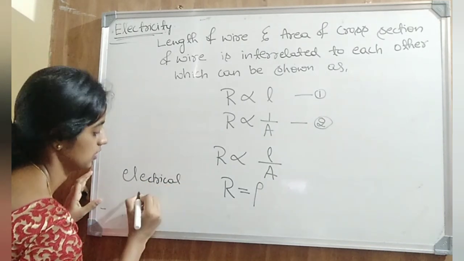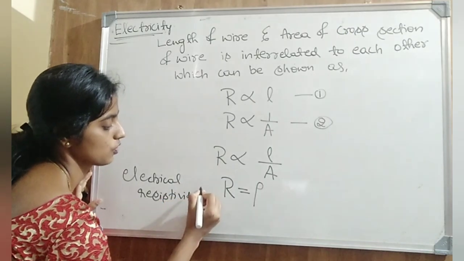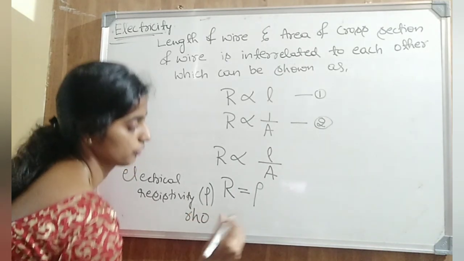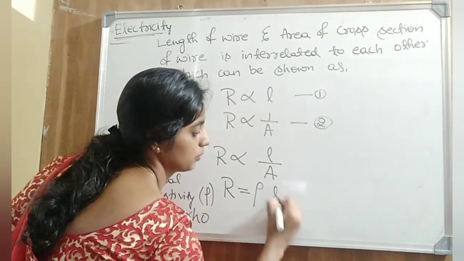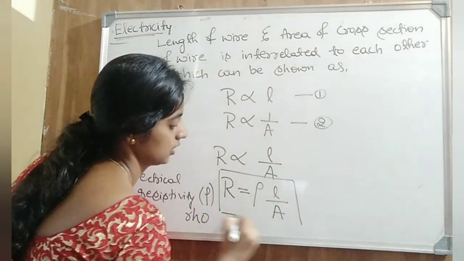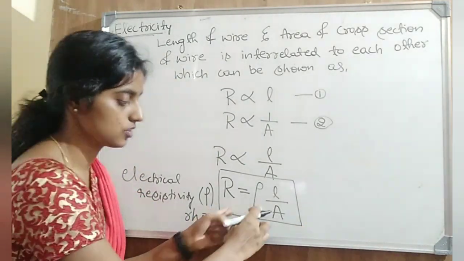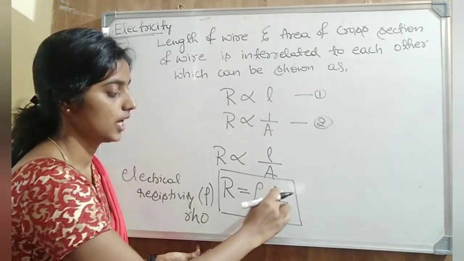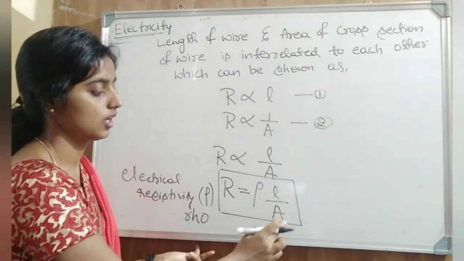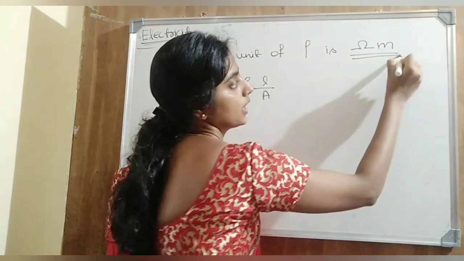Electrical resistivity, which is written with this symbol called rho. We will introduce that term, then the equation will become R equals rho L by A, and this is the important equation of resistance. Here R is resistance and this rho is called resistivity, L is length, and A is area of cross section. Now let us see, the SI unit of resistivity is ohm meter.